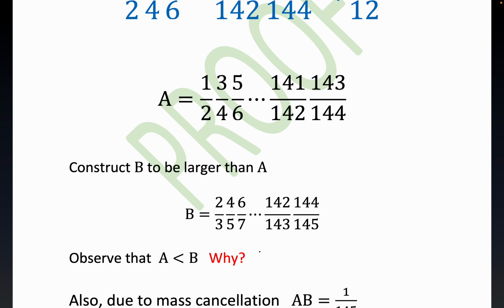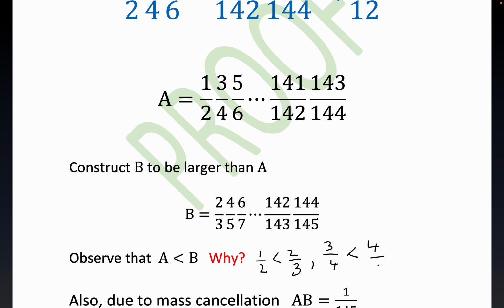Now, we can make this observation that A is less than B because, and this is pretty easy to see, if you look at the first, 1/2 is the first fraction in A, and it's less than the first fraction in B, which is 2/3. Pretty easy to see why this construction works. And then 3/4, which is the second fraction in A, is less than the second fraction in B, which is 4/5.